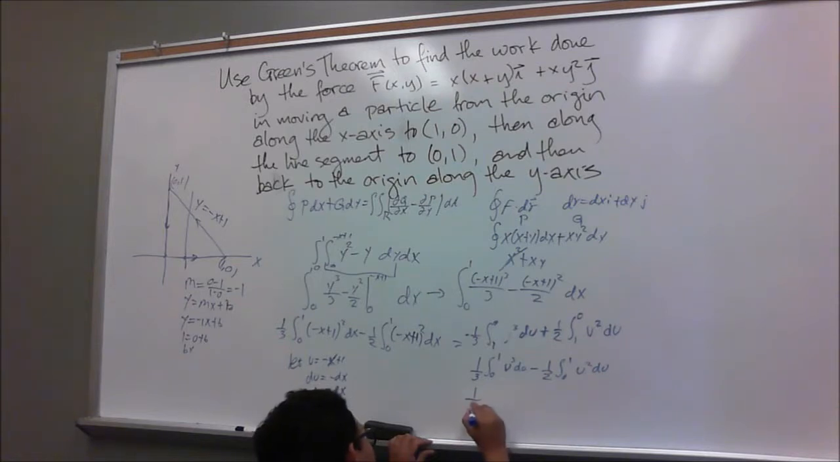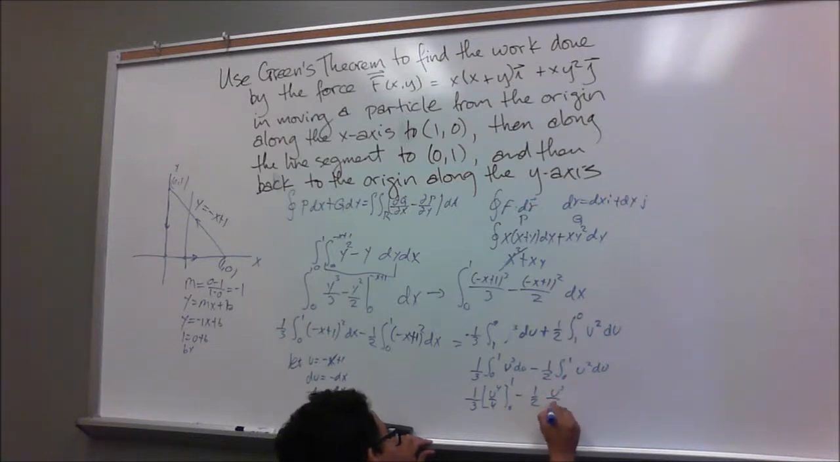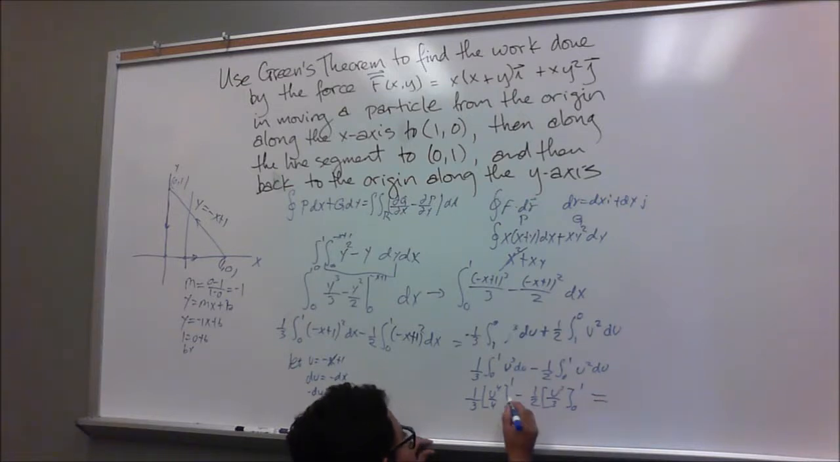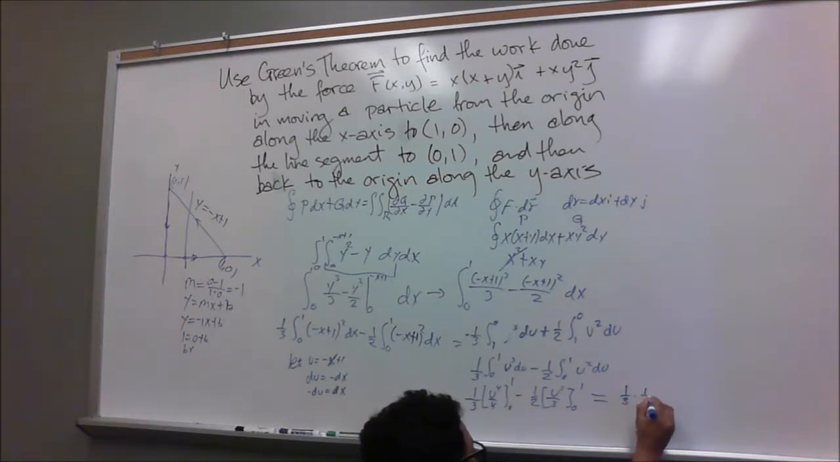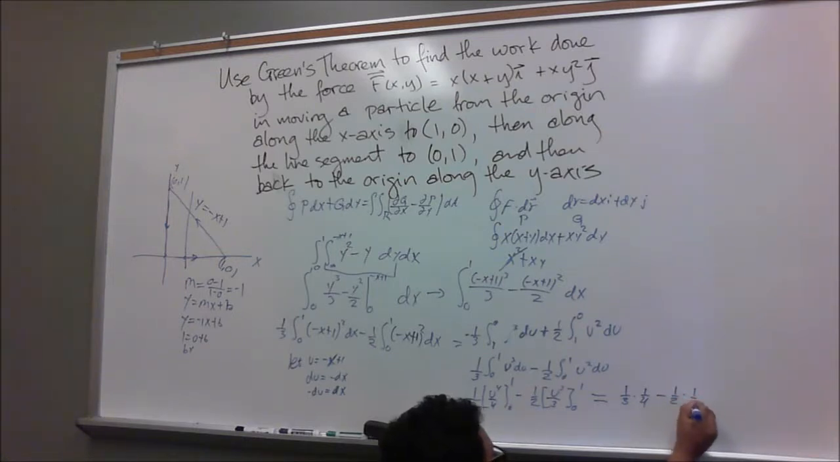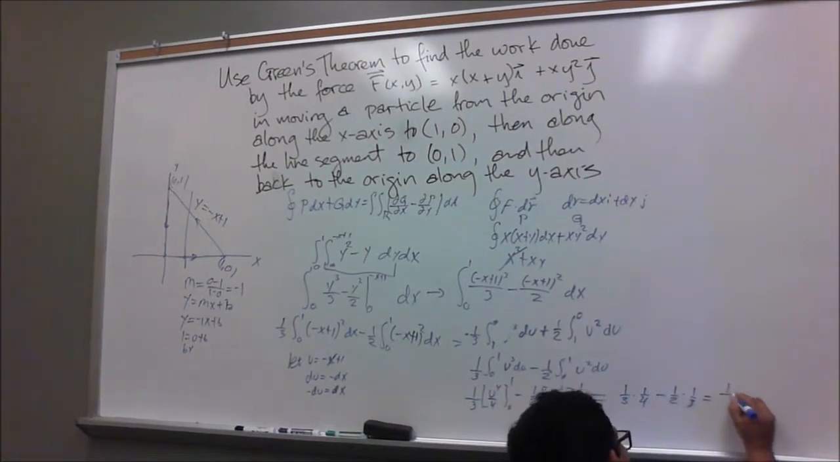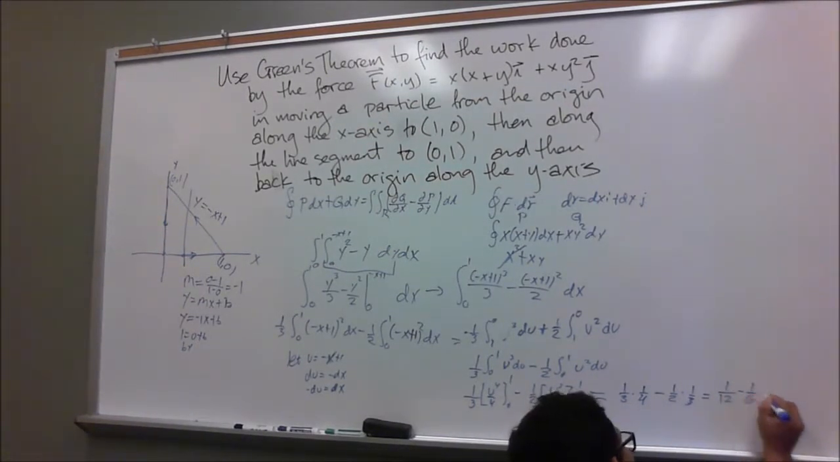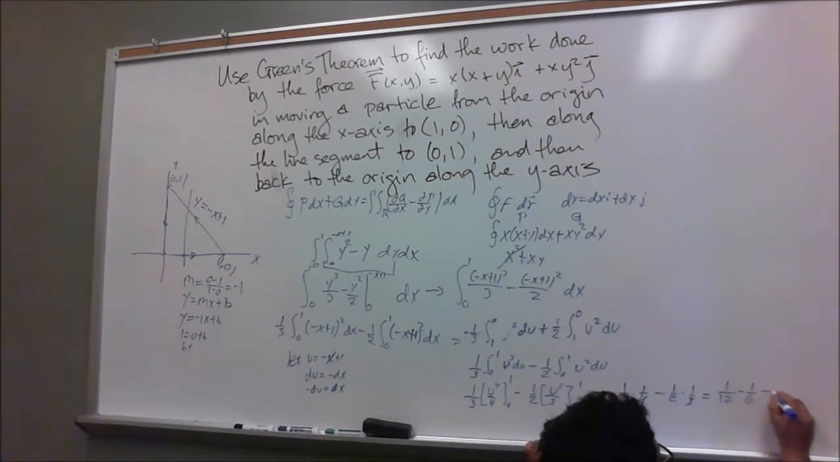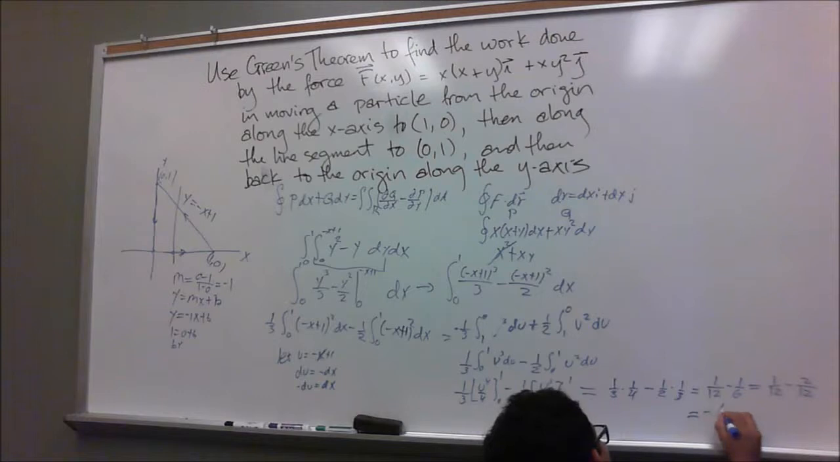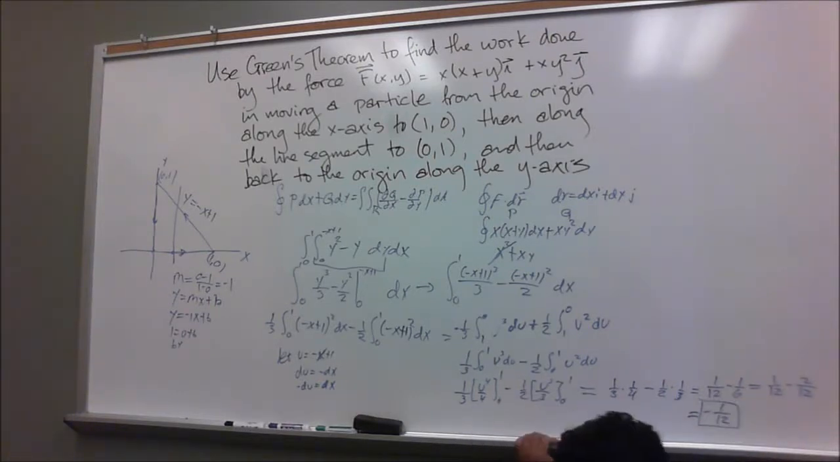Now we just integrate: 1/3 times u to the fourth over 4 from 0 to 1, minus 1/2 times u cubed over 3 from 0 to 1. Plugging in, we get 1/3 times 1/4 minus 1/2 times 1/3. That's 1/12 minus 1/6. The least common denominator is 12, so that's 1/12 minus 2/12. And then our answer is negative 1/12. That's how you use Green's theorem to find the work done.